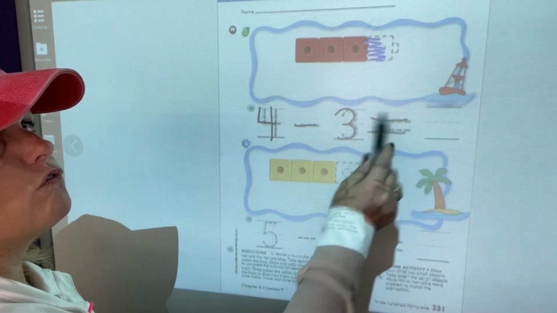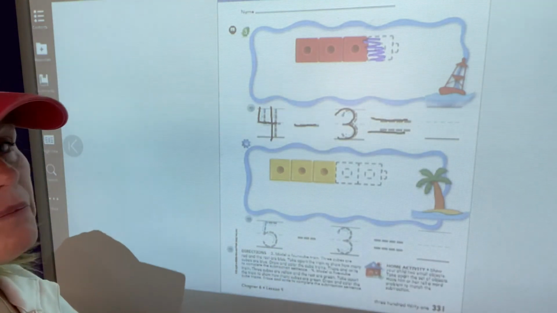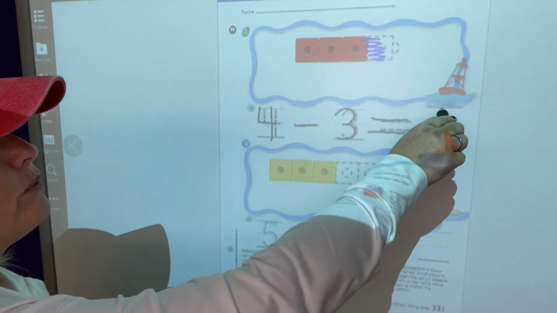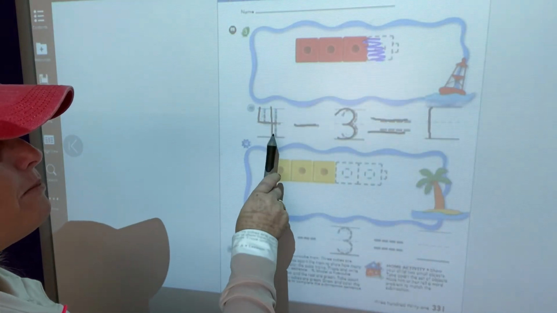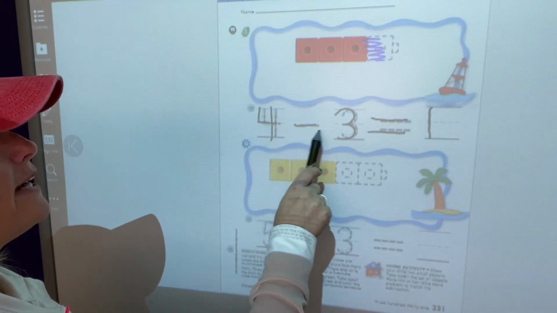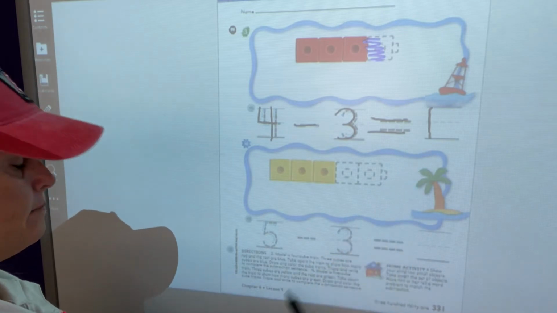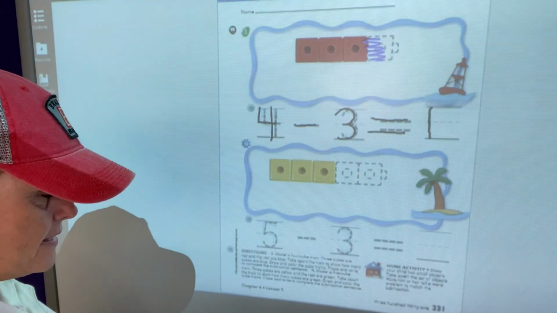If we start with 4 and we take away 3, how many does it leave at the end? 1 blue. 4, read it with me. 4 minus 3 equals 1. Okay, our very last number sentence.